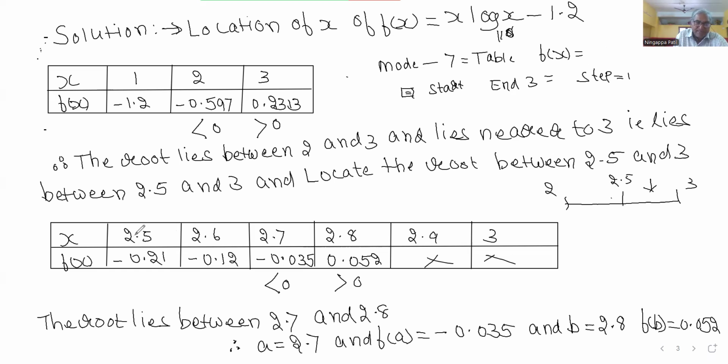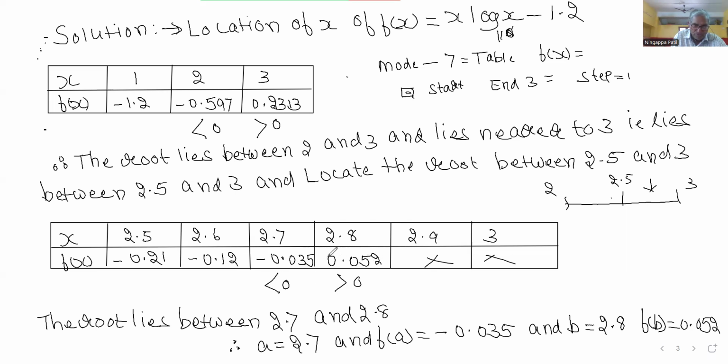It asks the starting value. The start is 2.5 and the end value is 3. And again equal to button, it asks the step. Step is, look at 2.5, 2.6. What is the difference? 0.1. 0.1 you write, equal to button. The whole table is coming to you. Then you write 2.5, you are getting minus 0.021. 2.6 minus 0.12. 2.7, its value minus 0.035. 2.8, 0.052. Look here, my dear student.